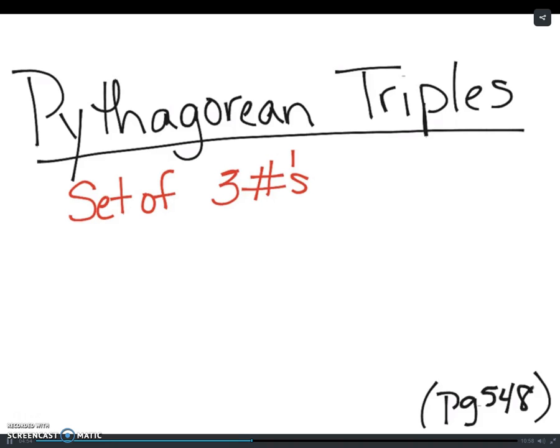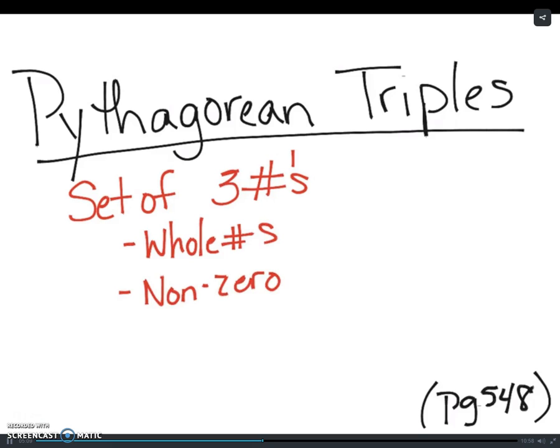The official definition is that it has to be a set of 3 numbers. They have to be whole numbers, so they can't be decimals. They have to be non-zero numbers, so you can't have the number 0 as any of the numbers, because that would mean that the side of the triangle did not exist. And they have to be able to be plugged into the Pythagorean theorem, and they have to work. So we say they have to work in the Pythagorean theorem.